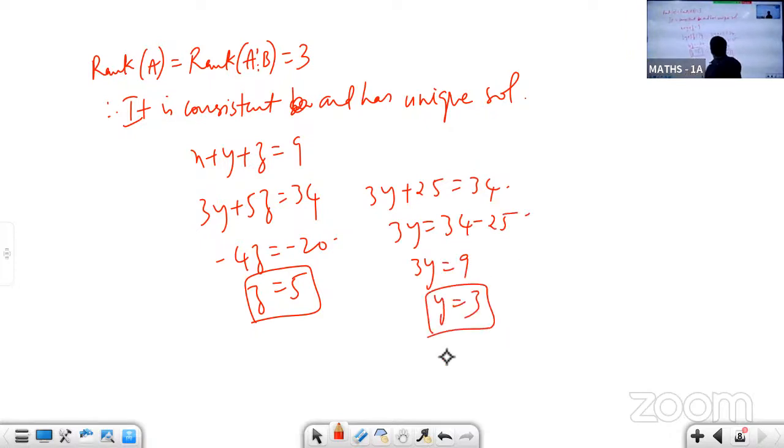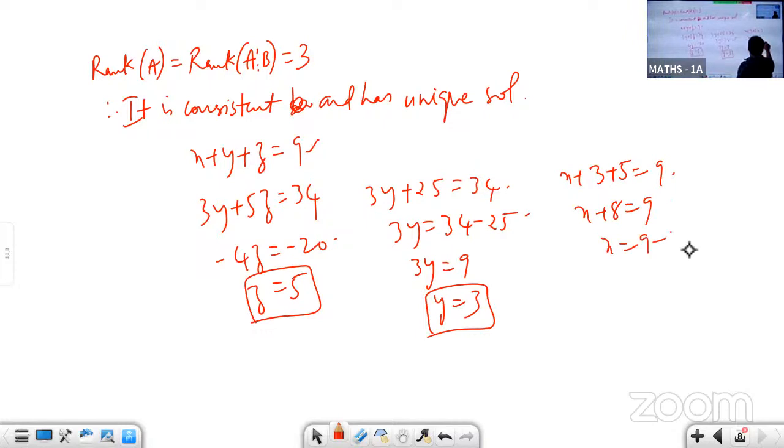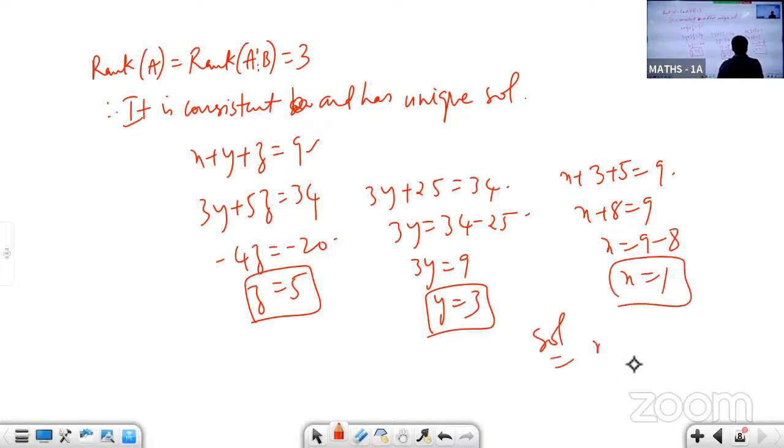I got y. After getting y and z, come and substitute here. x plus what is y? 3. What is z? 5 equal to 9. x plus 8 equal to 9. x equal to 9 minus 8. x equal to 1. Therefore, your solution is x equal to 1, y equal to 3, z equal to 5. Is it clear, everybody? So 1, 3, 5. It is consistent and having a unique solution.